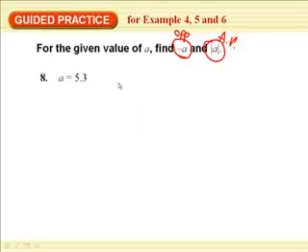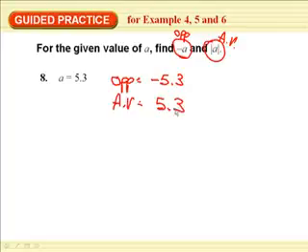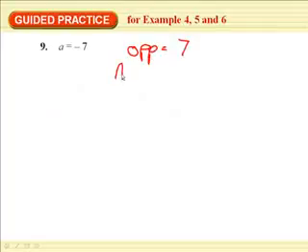The opposite for this one is negative 5.3. The absolute value of this one is 5.3. Remember, absolute value is never negative. And there they just have it in order. So what is the opposite of negative 7? Positive 7. What is the absolute value of negative 7? Positive 7. How far is negative 7 away from 0? So 7 and 7.